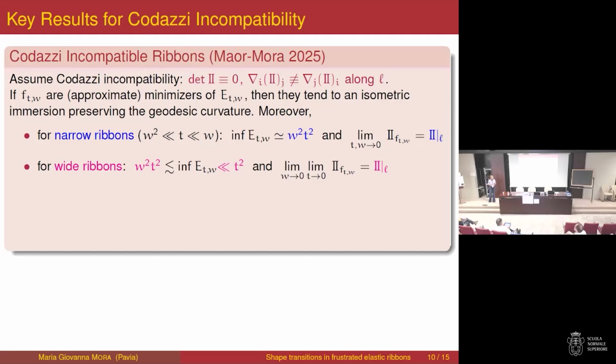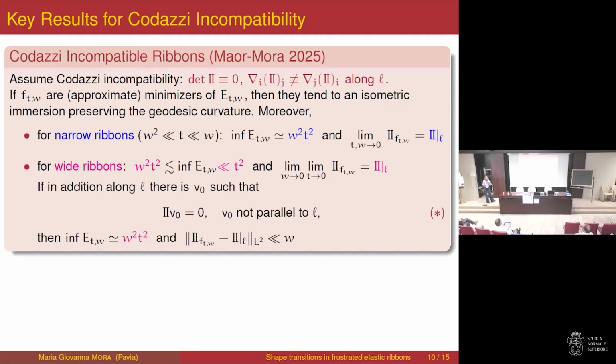And so this is surprising because, well, we saw in these experiments of real-world ribbons from the lab that there was a change of shape in some cases. While here, we get as limit, again, the target curvature as for narrow ribbons. So how can we explain this result? So let me add something more that we can prove.